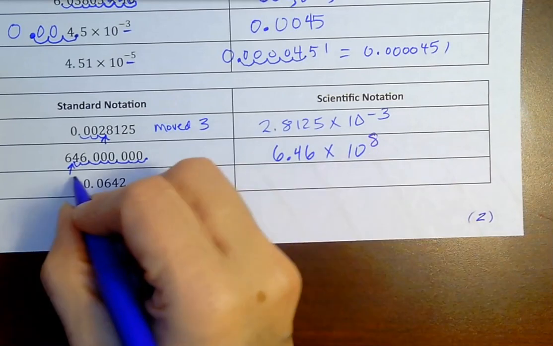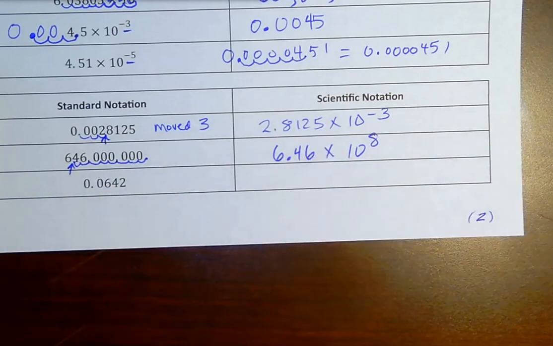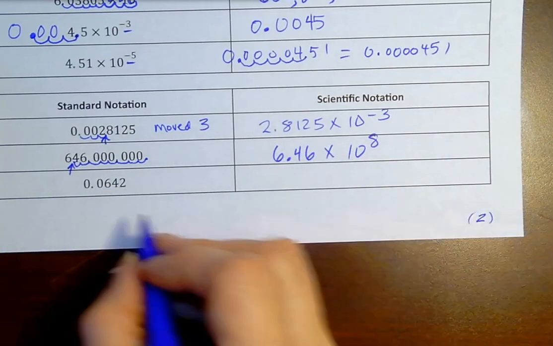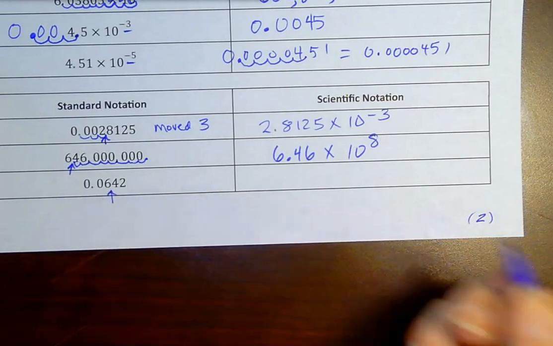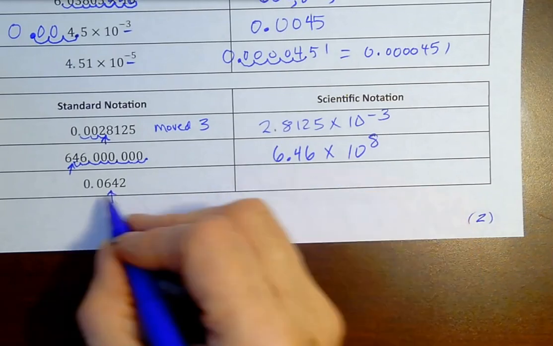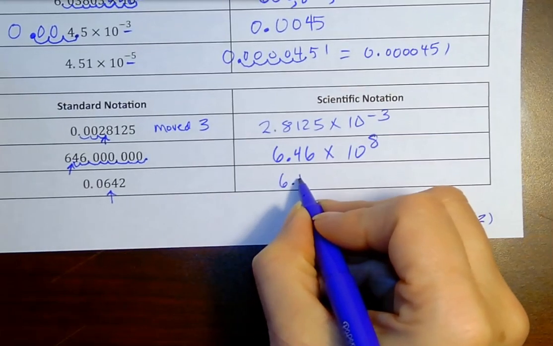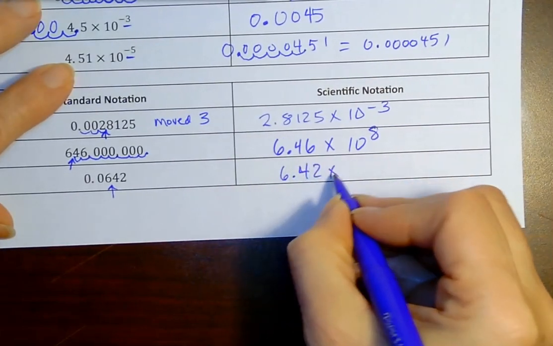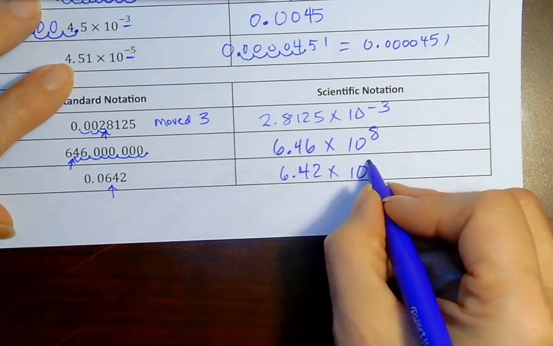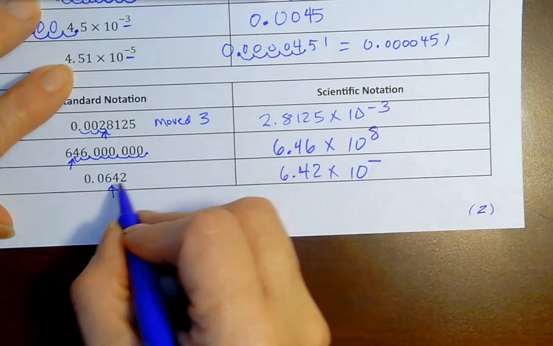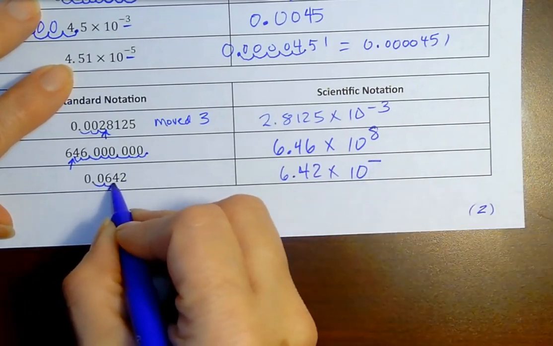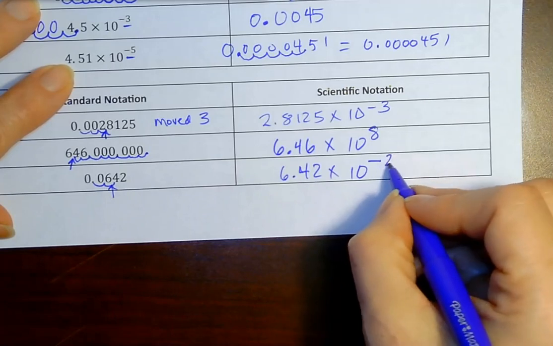It is a really big number, and so my exponent is going to be positive. This guy, it also is going to be 6.4. So notice it's 6.42 times 10 to the, it's a small number, so I know it's going to be a negative exponent. And I had to move the decimal, whomp, whomp. It had to move 2.